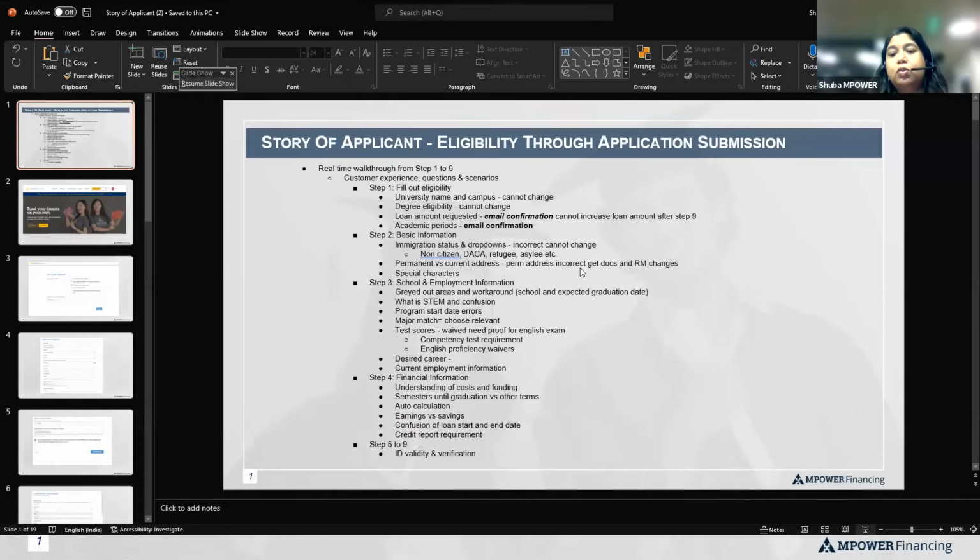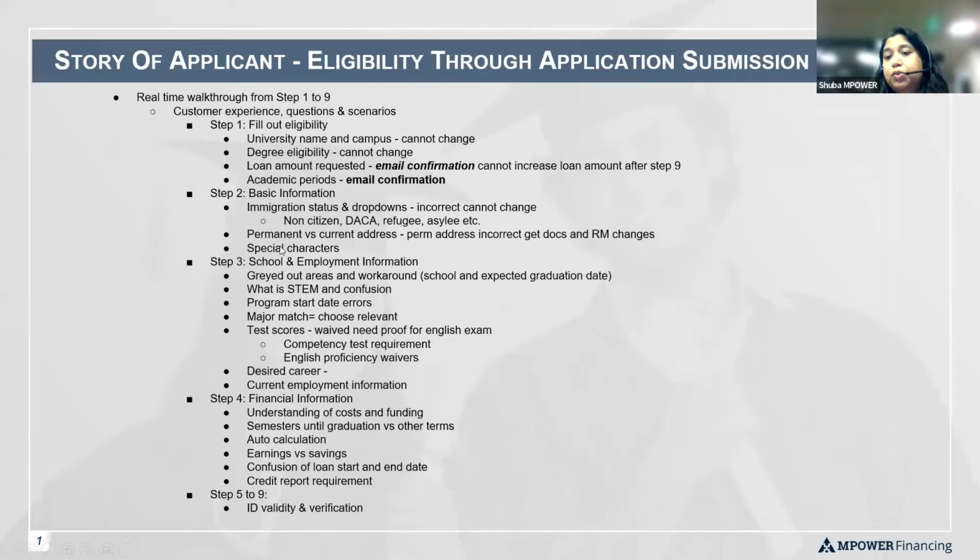All right, guys. So I would love to take you through the steps in the application process. So typically there are 1 to 9 steps in the application process while you are submitting an application. So it is to fill out your eligibility, then your basic information, then school and employment, then comes your financial information, and then the ID and verification. So let me take you through each step individually.